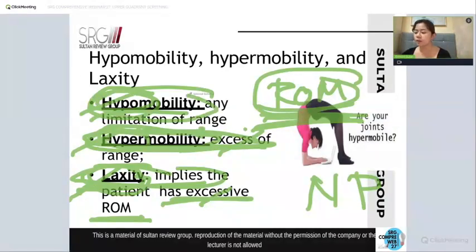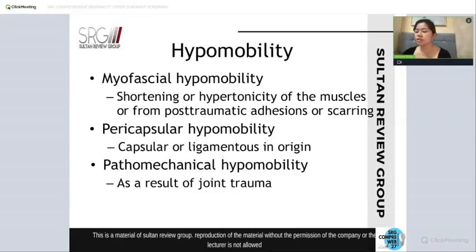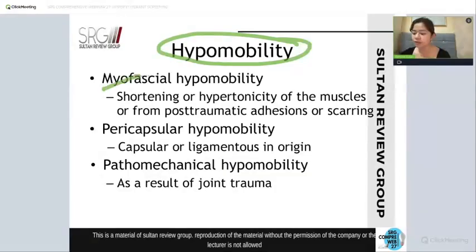Mabilis makita yung hypomobility. Magkakaroon lang naman kayo ng confusion between hypermobility and laxity, but again, laxity is normal. Okay? So, that is for your ROM. Another is this one. What's causing the hypomobility? The ones causing the hypomobility can either be your myofascial, your pericapsule, or your pathomechanical. So, ano yung difference po na yan?